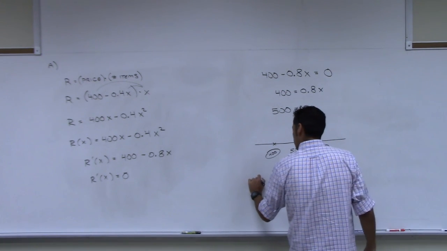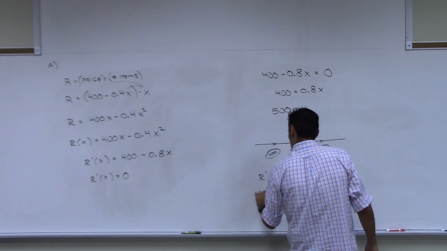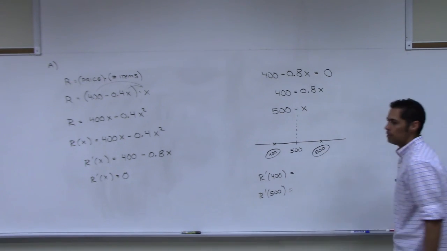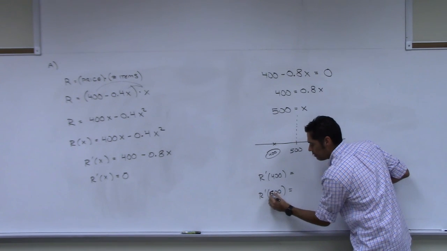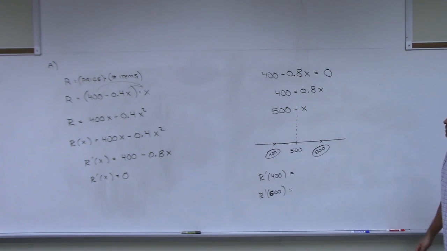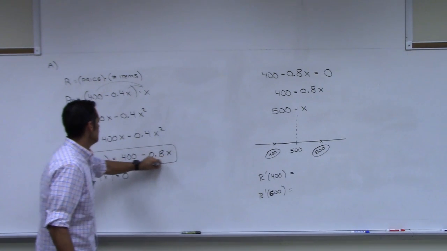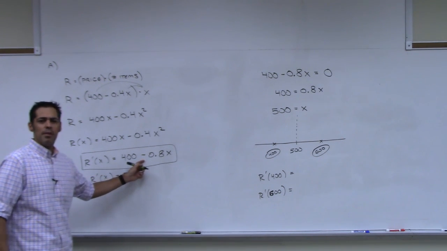All right, so I'm going to do r prime of 400 and r prime of 600, thank you. Your eyes are messing with you over there. All right, so I'm going to go into the derivative, into this one right here. And I get to plug in 400 and 600. So all we care about is whether or not it's positive or negative, right? So when you plug in 400 into this, you should get a positive number.